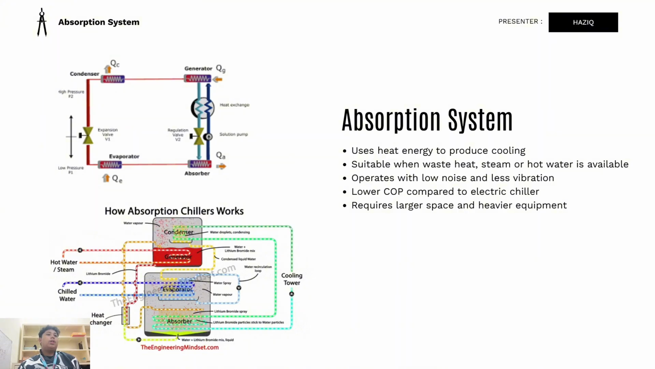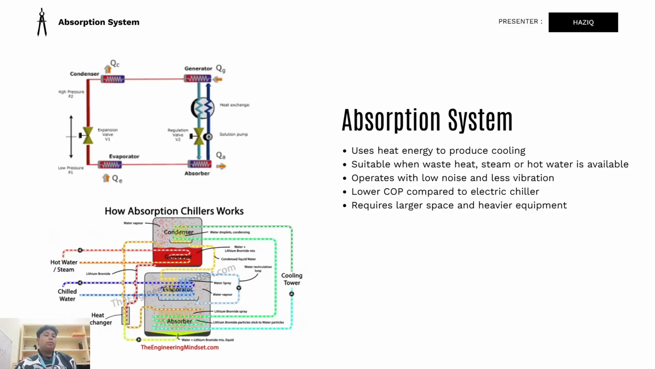The absorption system is one type of chiller used in the central chiller plant. It works by using heat energy instead of relying mainly on electrical energy. In this system, the refrigerant absorbs heat and evaporates. Then the vapor is absorbed by another substance before being separated again using heat.